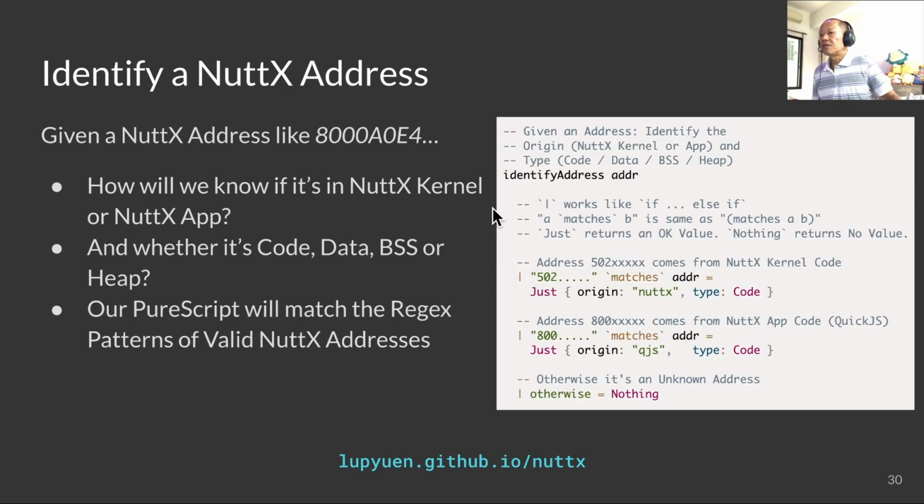We match the NuttX addresses with regular expressions. This rule says that 502 something something comes from NuttX kernel code. This rule says that 800 something something comes from NuttX app code. We make the distinction between NuttX kernel and NuttX app because we need to hyperlink to the correct source code. Everything else points to random garbage. We won't hyperlink to the source code.